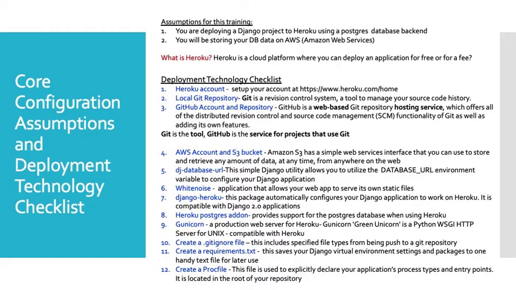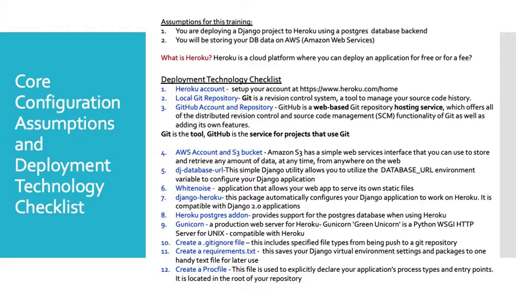So Git is a version control system. It's a tool to manage your source code or the bits, the code that you're writing using Django. GitHub is a web-based Git repository hosting service. So Git is the tool and GitHub is the service for projects that use Git.